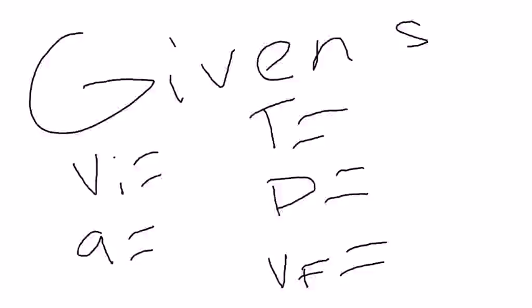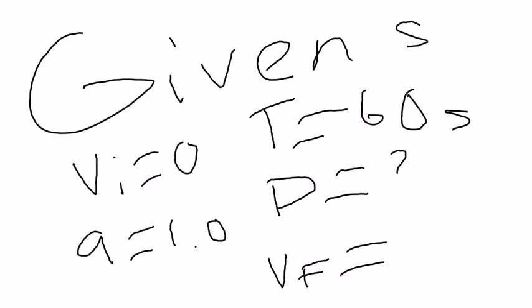For this problem, you have specific givens. You have an initial velocity of 0. You have an acceleration of 1. You have a time of 60 seconds. And you're trying to find the distance and the final velocity.